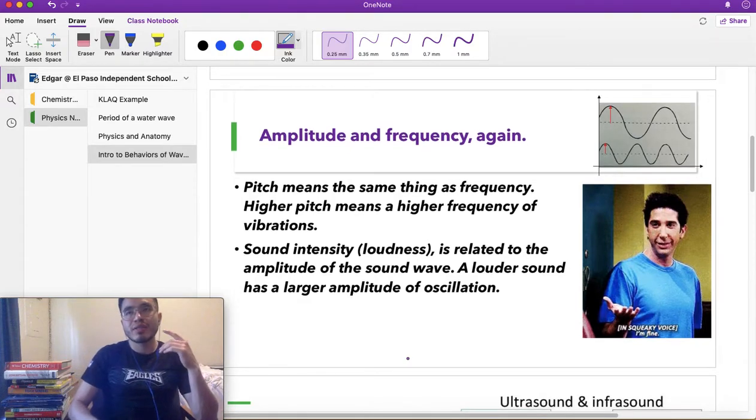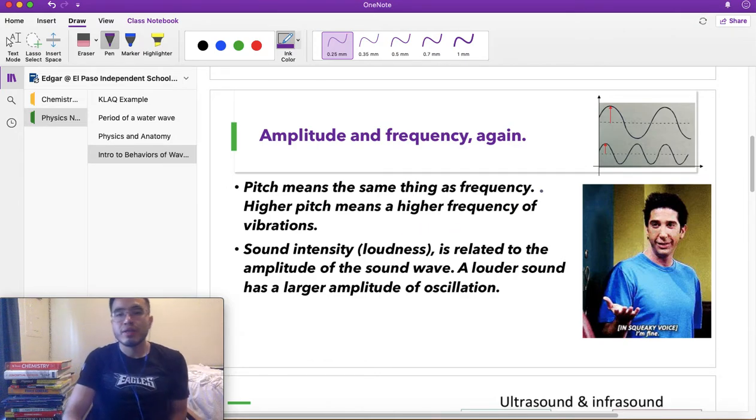We had characteristics for the waves such as wavelength, period, nodes, antinodes. We had amplitude and frequency. We're going to revisit those because they relate to sound. Let's start with the frequency. So frequency was the number of oscillations per unit time.